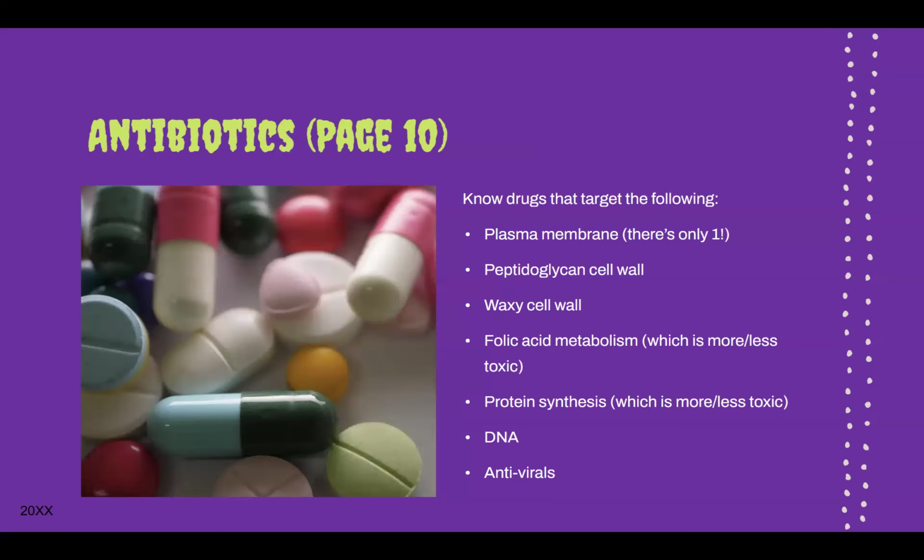And then obviously you have the other ones, the folic acid metabolism, knowing which one is more or less toxic. And then protein synthesis drug antibiotics, also knowing which one is more or less toxic. And that should be on page 10 of your study guide. And then looking at which ones target DNA, and then which ones go against the viruses, the Tamiflu, Relenza, AZT, that kind of thing.